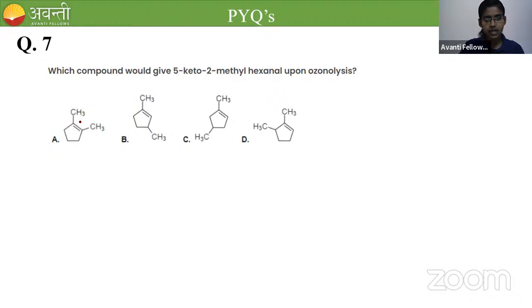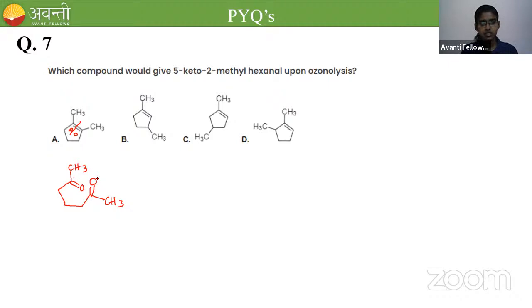So take the first compound given in option A. What we have to do is break the bond and add oxygen to both the double bonded carbons. So what we will get here is a carbon with CH3, and an oxygen, and a carbon-carbon single bond, and to this one CH3 is attached, and this is the double bond. So this is the product we are getting from option A.